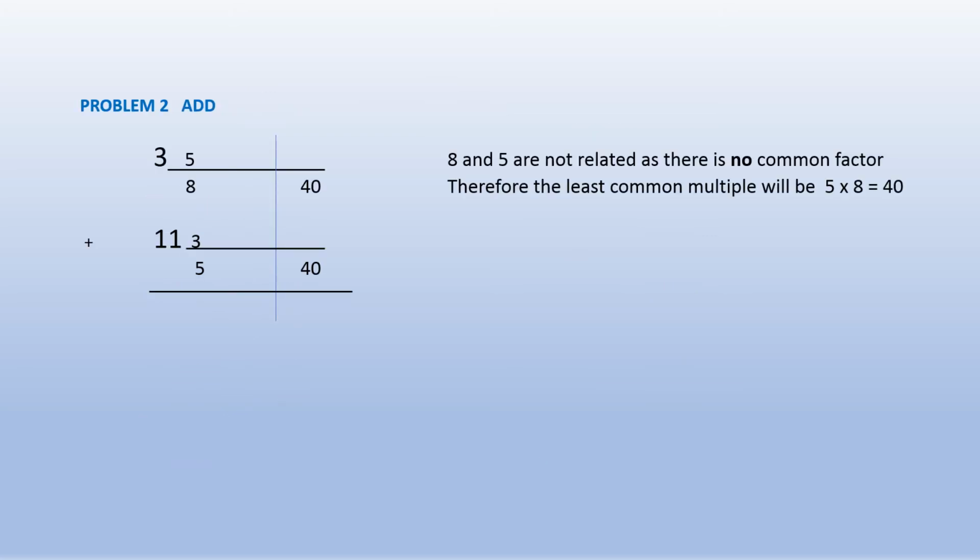Here's another example. 3 and 5/8 add to 11 and 3/5. 8ths and 5ths are different size fractions, so we can't add them. So we need to get a common denominator. The one good thing here, 8 and 5, is there is no relation between 8 and 5. So we just multiply 5 times 8 gives us 40 to give us our least common multiple, or your denominator in this case.